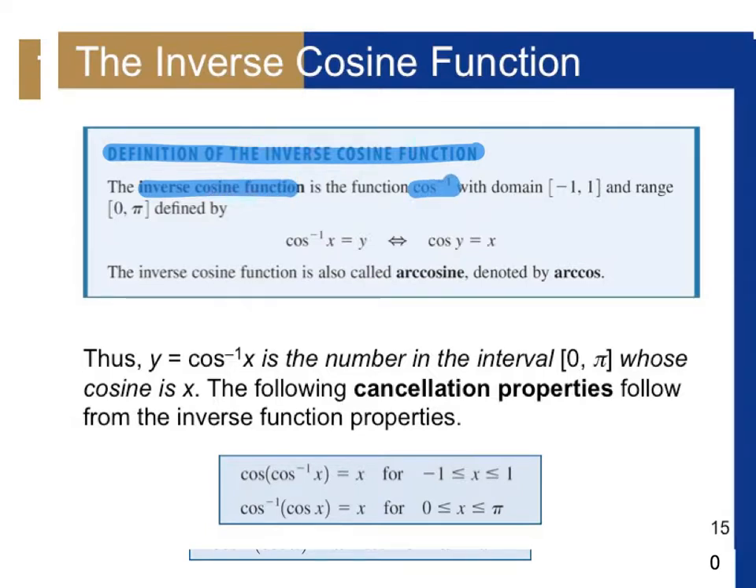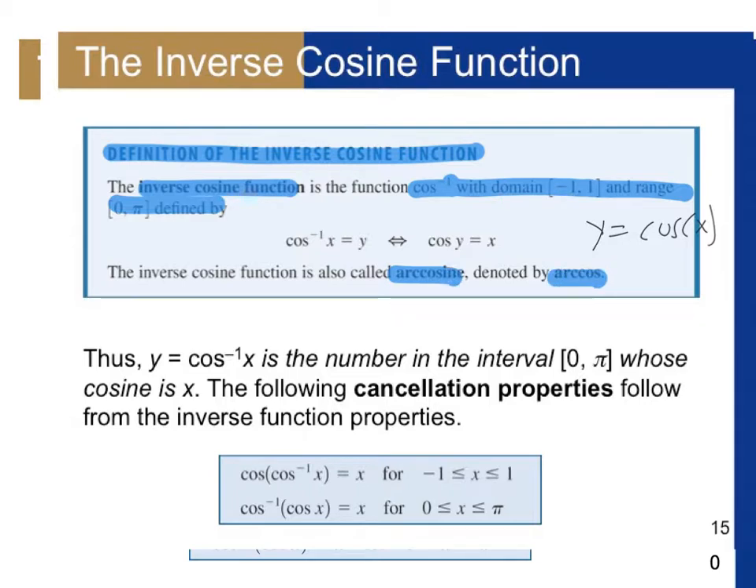Cosine inverse with domain -1 to +1 and range 0 to pi. Now remember, we're doing y equals cosine of x to start as our function. Inverse means you switch x and y, so that gives us x equals cosine of y. And then we write y by itself, y equals inverse cosine of x. Remember, these are the same. Another word for that is arc cosine or arc cos.